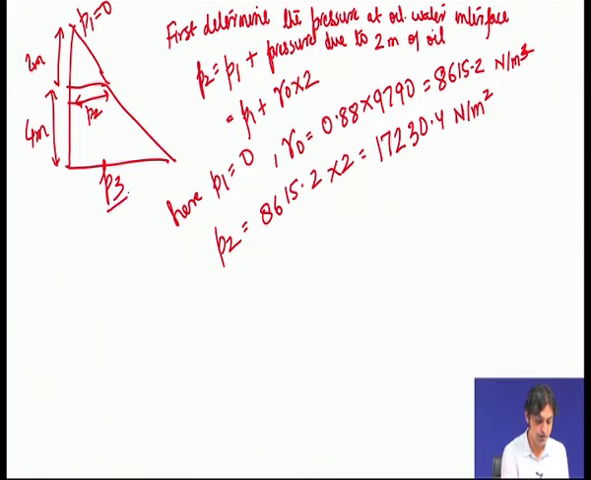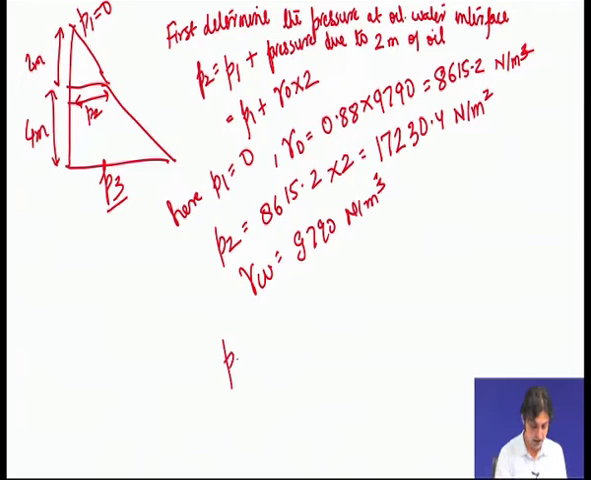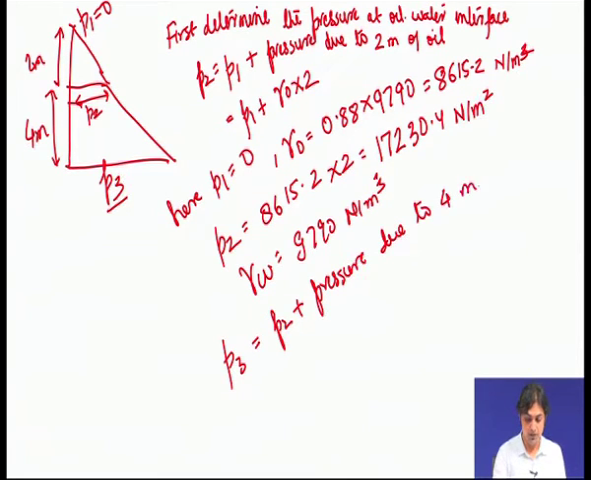Now we must also determine P3, right? Gamma W is, we have assumed 9790 Newton per meter cube, okay? Yeah. So P3 will be P2 plus pressure due to 4 meters of water, right? So P2 we already know, correct?